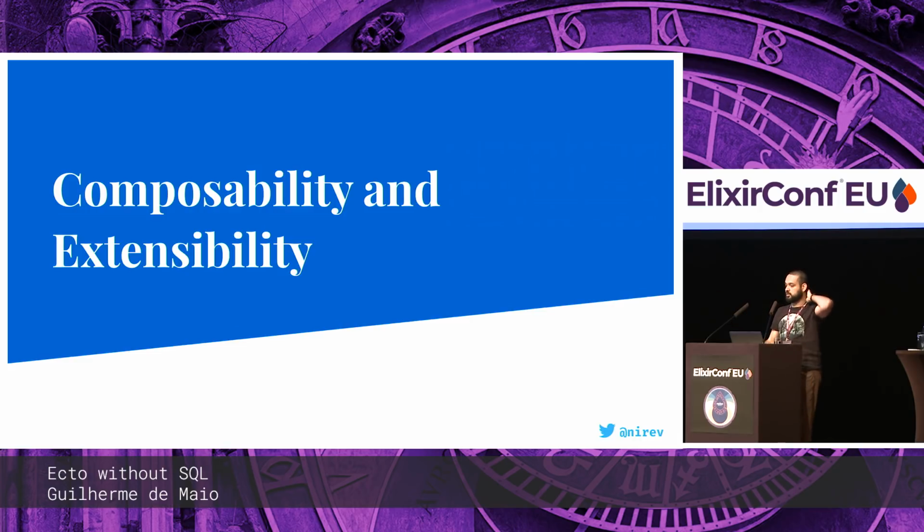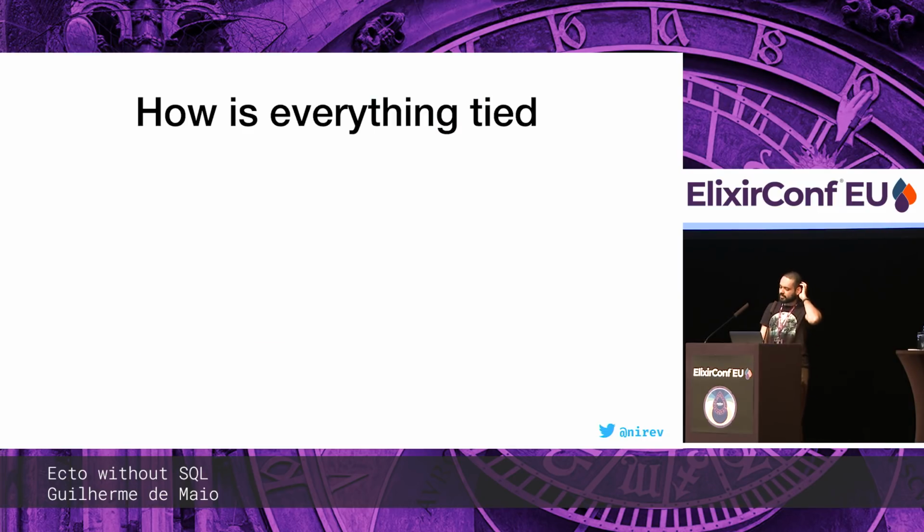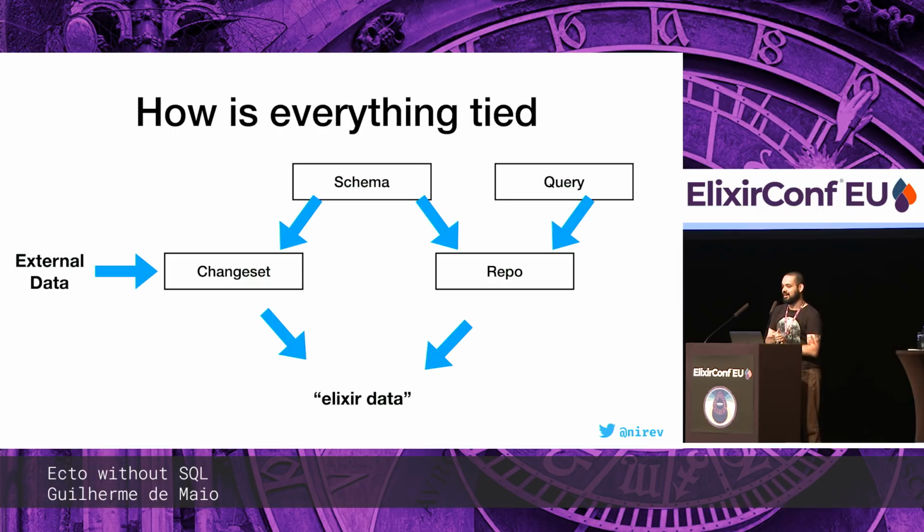So, moving on to composability and extensibility, or what are the boundaries? First, how all of those tools are tied together, and I tried to come up with a visual explanation of that. I hope it's useful. You have external data, you pass that through a changeset. Through the changeset, you get Elixir data. The changeset looks at the schema to know what the types of fields you have are. If you have a query and you run that through a repo, your query will also reference the schema. So the repository will check the schema when retrieving results and cast that and return Elixir data.